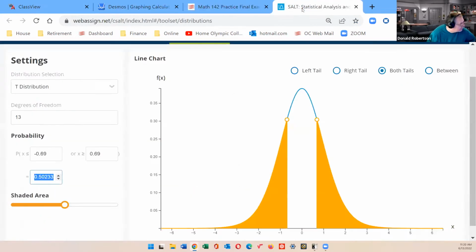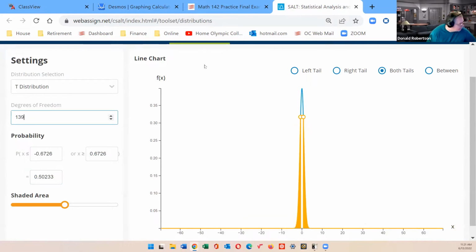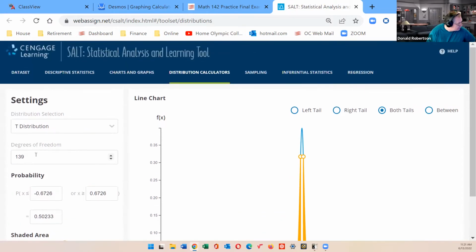And of course, my question has disappeared, but that would have been the p-value, right? Now, if they changed the story and they made it, I don't know, 140 people, that would be a p-value of one, that would be 139, right? So if you made degrees of freedom 139, right?